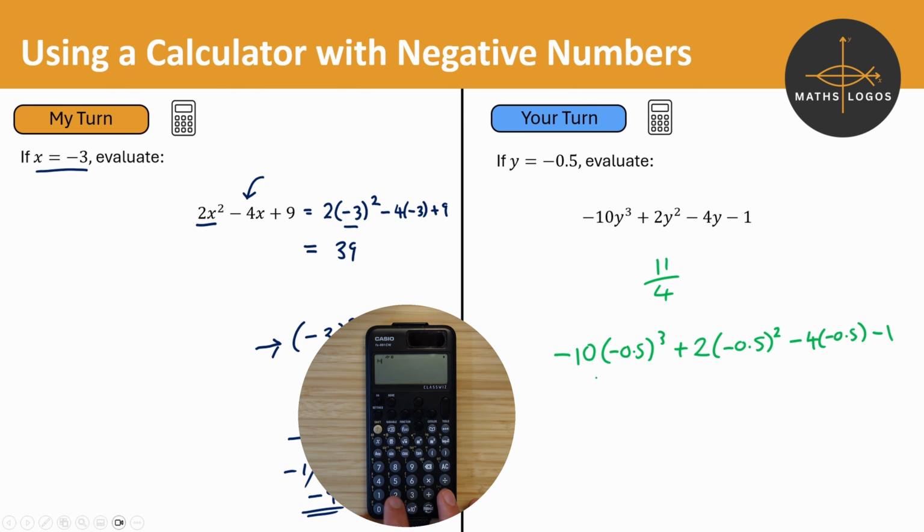So let's see what we get if we do that. Negative 10, negative 0.5 cubed. And then add on 2 lots of negative 0.5 squared. Take away 4 lots of negative 0.5. And then take away 1. And as you can see, that actually does give us the same answer. So we know we've done it right.